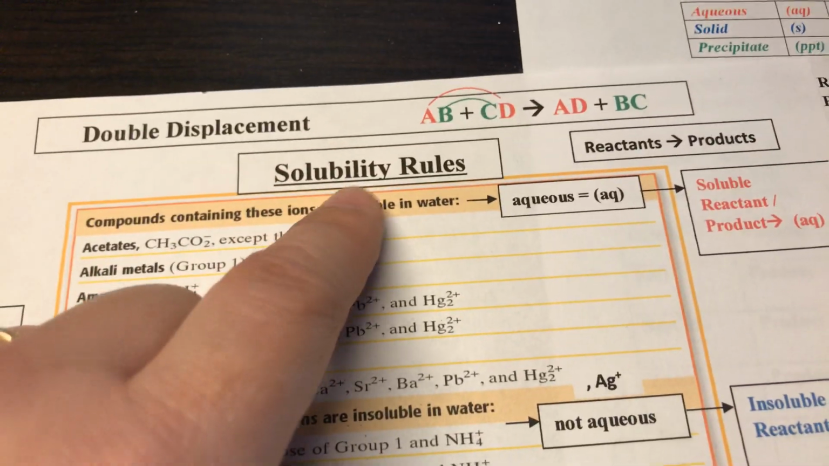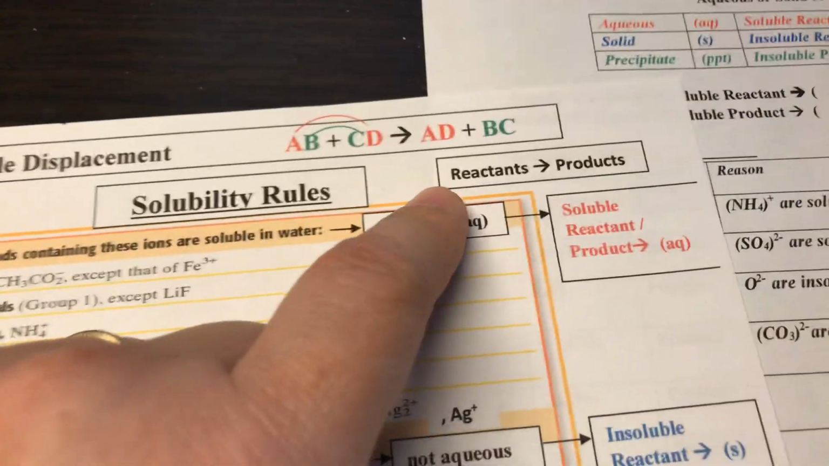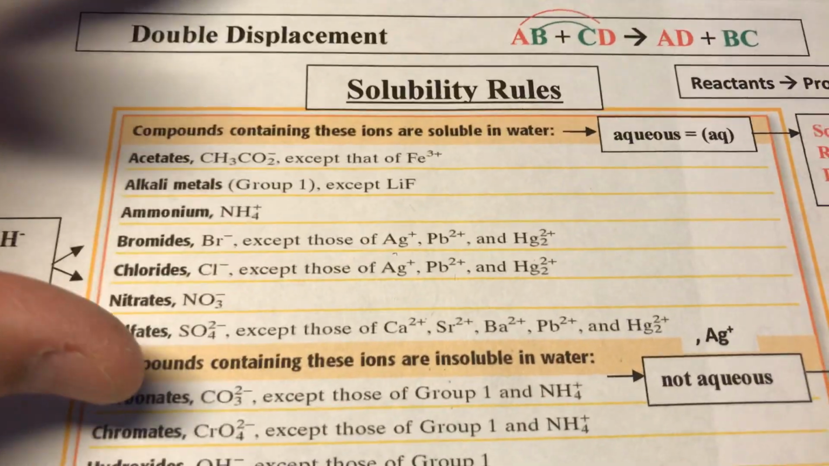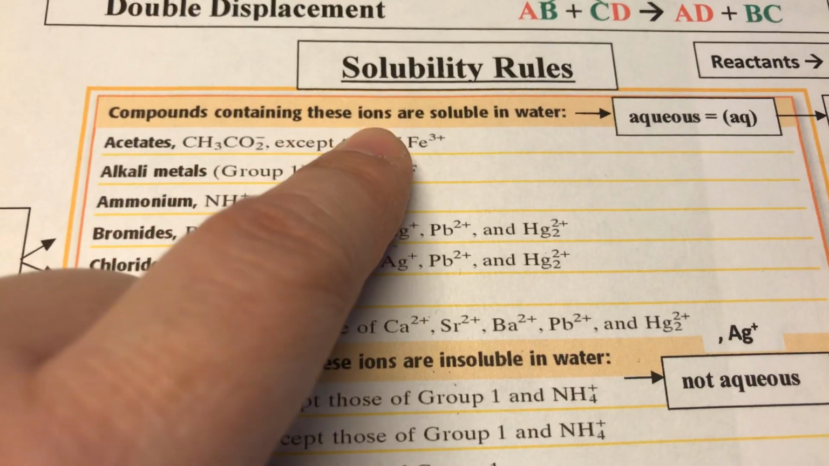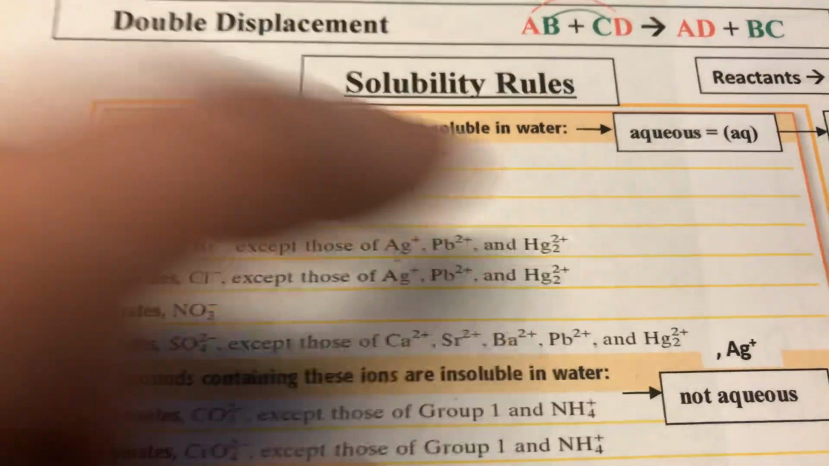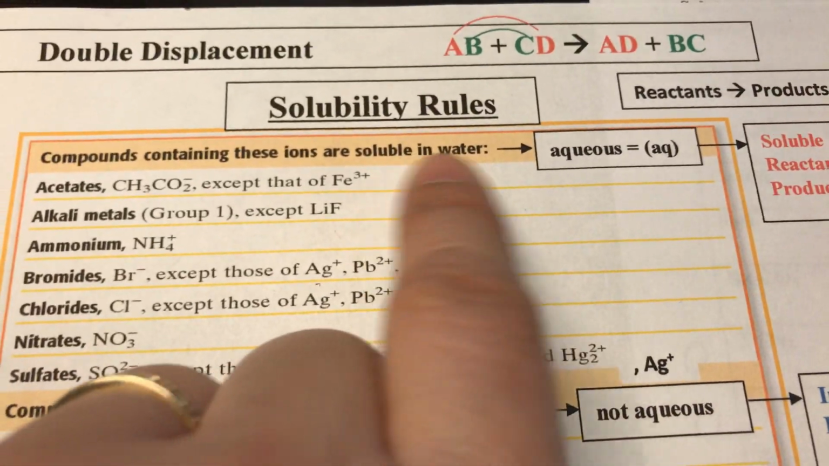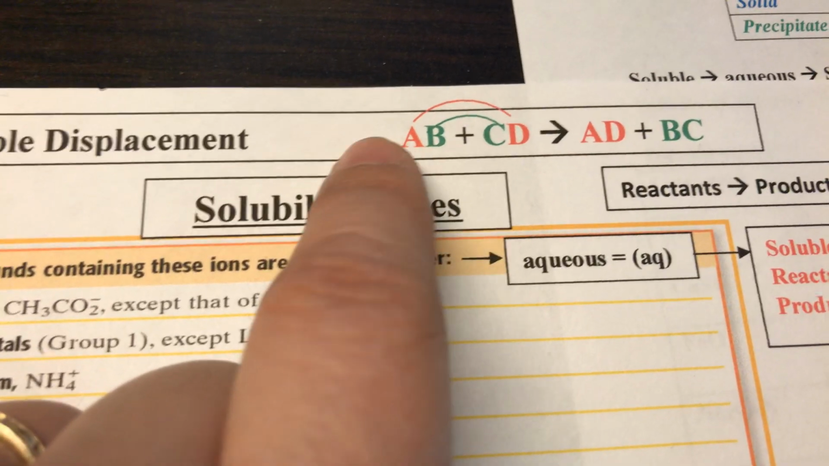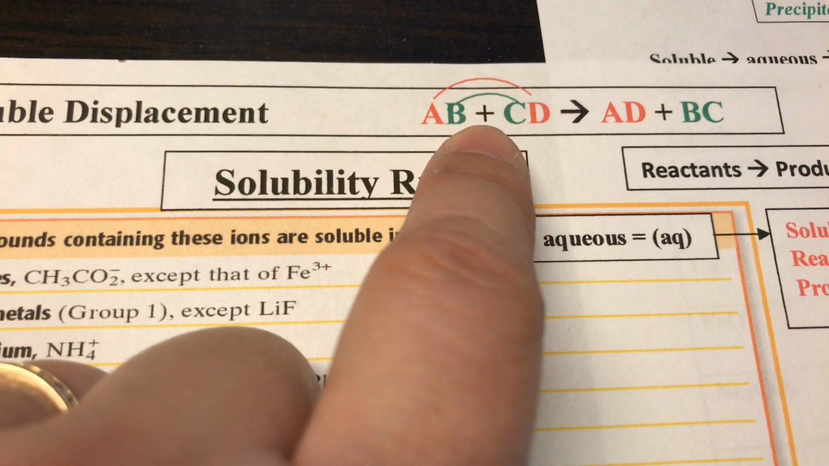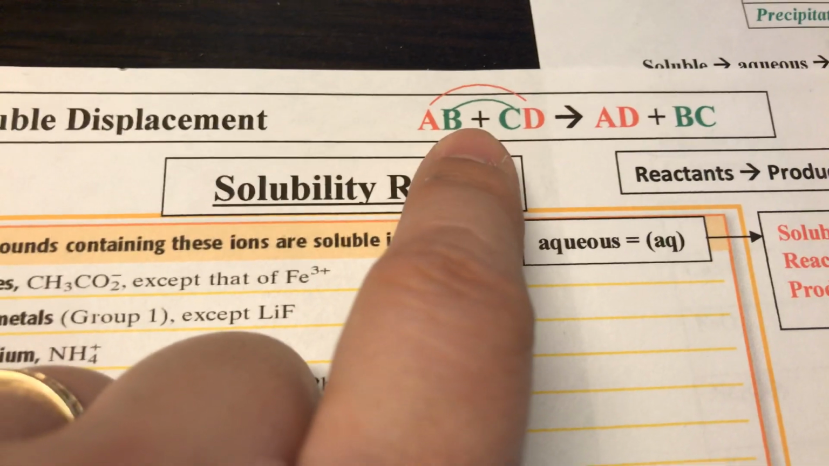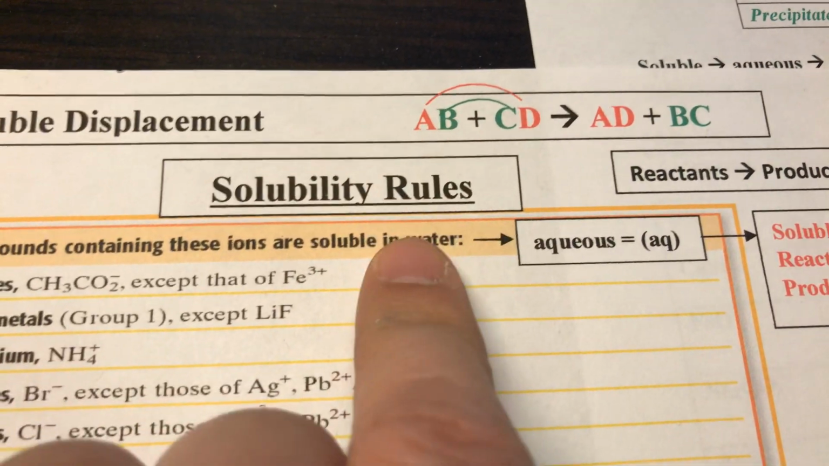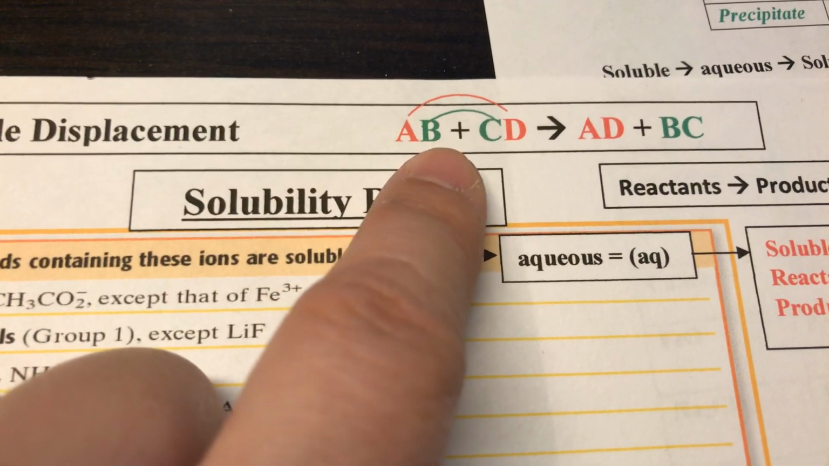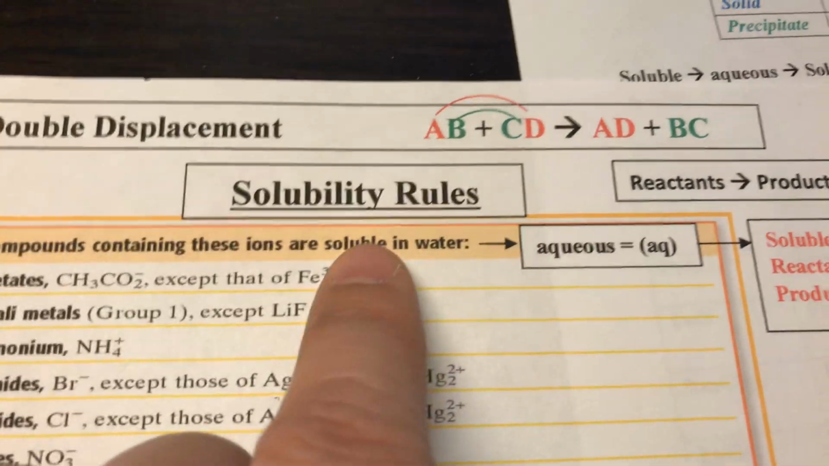Now first of all, how do you read the solubility rules? We have two kinds of compounds: reactants and products. The top part of the solubility rules says any compound containing these ions is soluble in water. What does soluble in water mean? It means they're aqueous. When you have a compound AB, an ionic compound, A is the plus and B is the minus. When they dissolve in water, they decompose into A plus and B minus. They will be separated, so we call that aqueous.